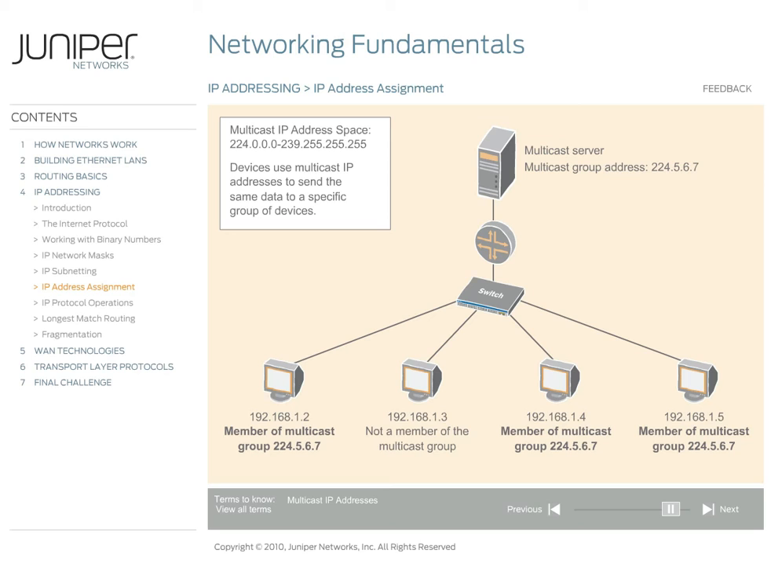Multicast IP addresses are similar to multicast MAC addresses, something we discussed earlier in the course. Like multicast MAC addresses, devices use multicast IP addresses to send the same data to a specific group of devices. Routing protocols, streaming media services, and Internet television, or IPTV, often use IP multicasting.